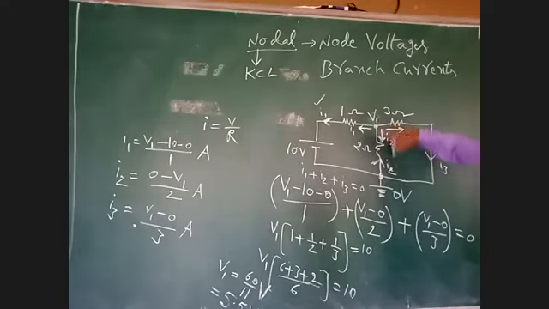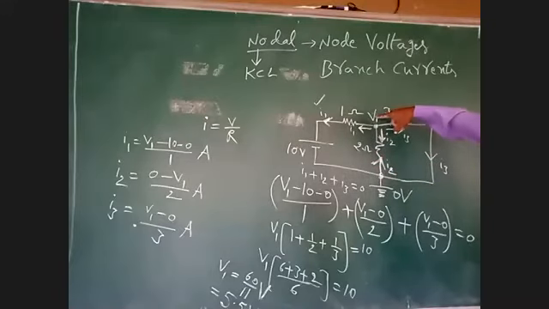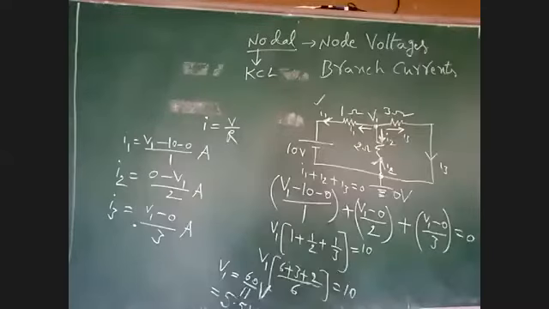Now, if I2 is moving like this, 0 is at higher potential and V1 is at lower potential, so it is 0 minus V1 divided by 2. If the arrow is the other way, it is V1 minus 0 by 2. But what is the direction? From 0 to V1, so 0 minus V1 by 2. While calculating the branch currents, we have to go for the actual direction of currents. Don't go for the assumption directions. The assumption direction is only for determining node voltage.